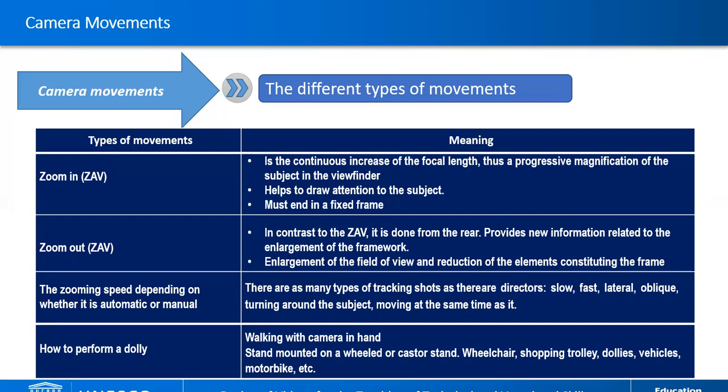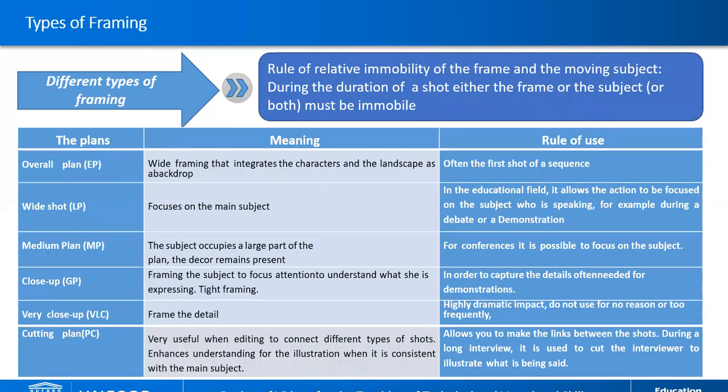Now, how to perform a dolly: working with the camera in hand, stand mounted, or on a wheeled or caster stand, wheelchair, shopping trolley, dollies, vehicles, motorbikes, etc. And there are different types of framing. The rule of relative immobility of the frame and the moving subjects. During the duration of a shot, either the frame or the subject or both must be immobile.